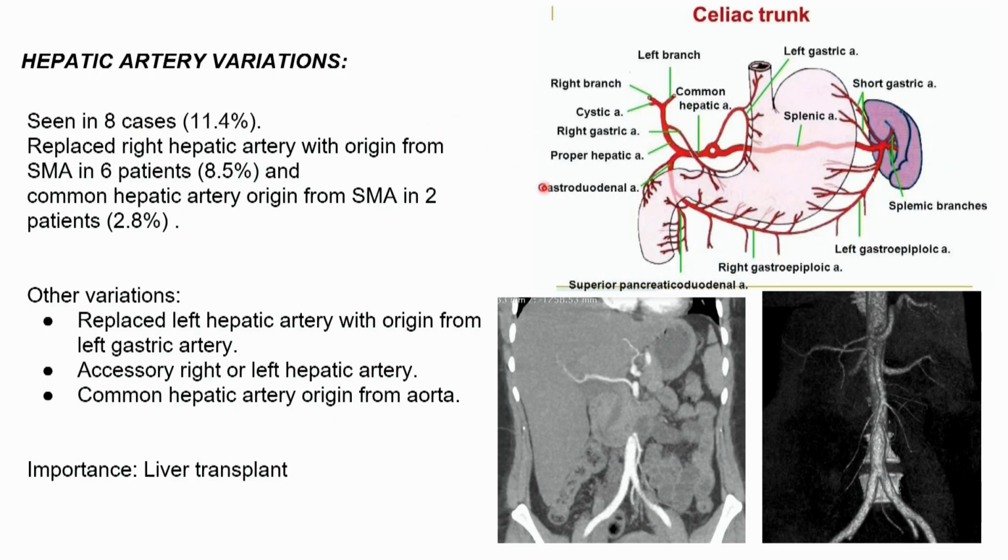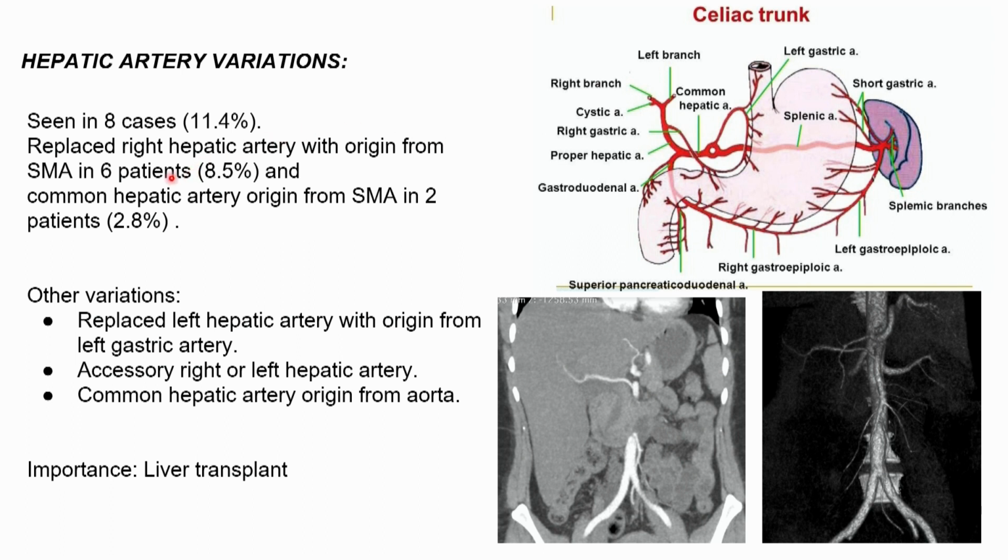Hepatic artery variations. Normally, the celiac trunk branches into left gastric, splenic, and common hepatic. The common hepatic gives a gastroduodenal branch and continues as proper hepatic. The proper hepatic artery then divides into right and left branch, and the cystic artery originates from the right branch.